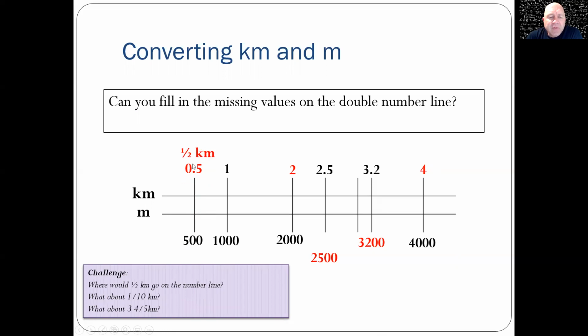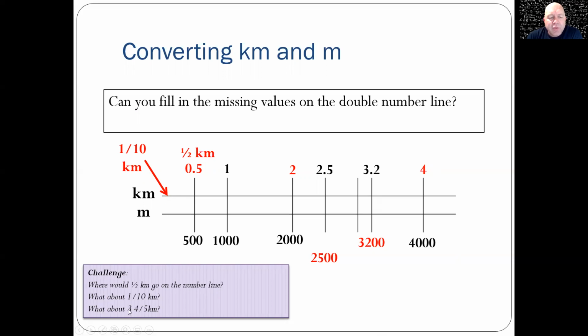Well, the 0.5 and half are exactly the same. So that first one's a little bit straightforward. We know from our work on fractions and decimals that half and 0.5 are the same. So that one is just there. What about this next one? 1/10 of a kilometer. Well, there's 0 and there's 1. So imagine splitting that whole line into 10 equal parts, each one being 1/10. Well, 1/10 is going to be somewhere down there. There you go, 1/10 of a kilometer.